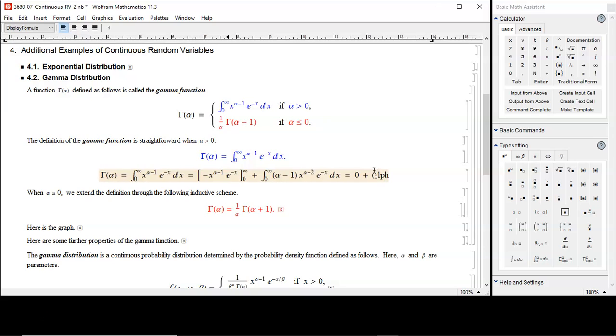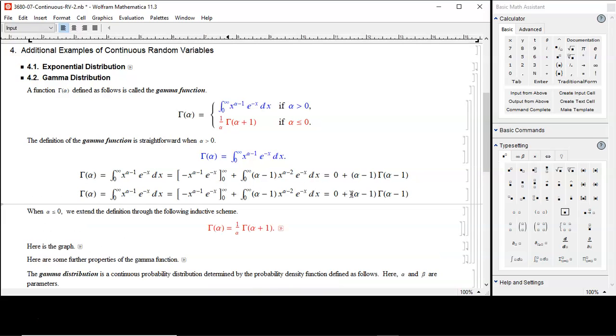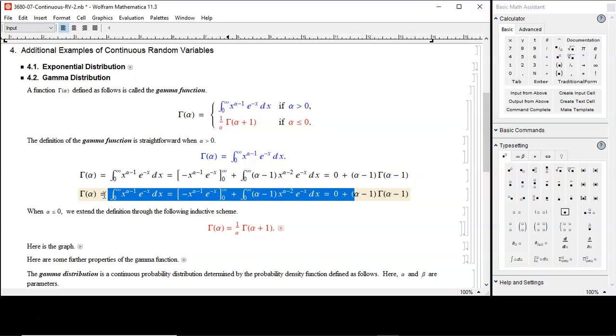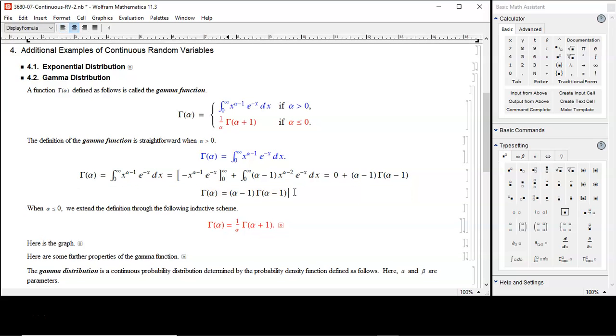And then alpha minus 1, and then this integral. And what's this integral here? Compare that with this. You get gamma of alpha minus 1. So the conclusion is gamma of alpha is equal to alpha minus 1 times gamma of alpha minus 1.